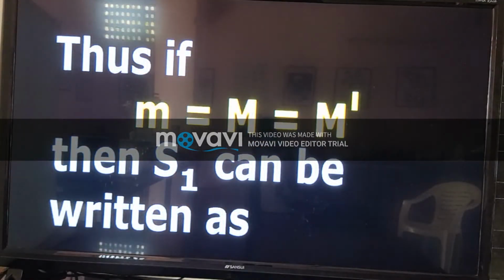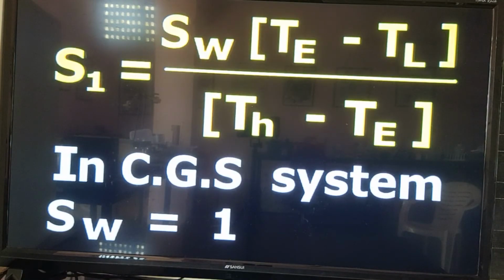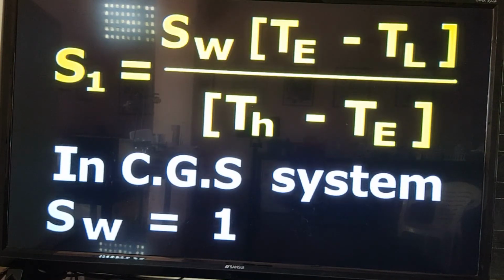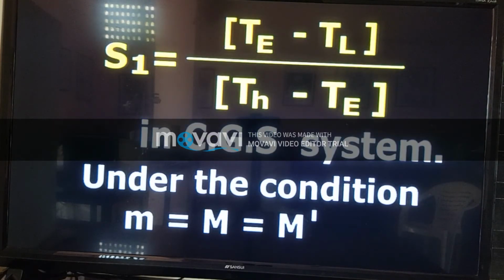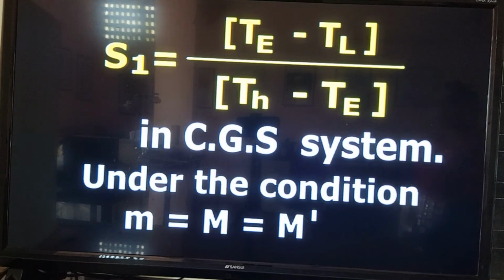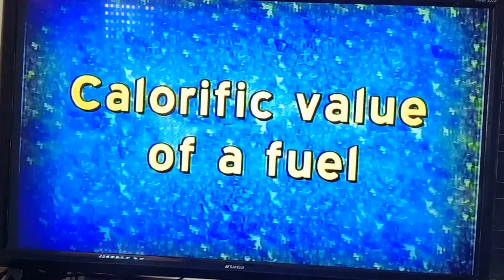Thus, if small m equals capital M equals M dash, then S1 can be written as S1 equals SW into (TE − TL) divided by (TH − TE). In CGS system, SW equals 1. S1 equals (TE − TL) divided by (TH − TE) in CGS system, under the condition small m equals capital M equals M dash.